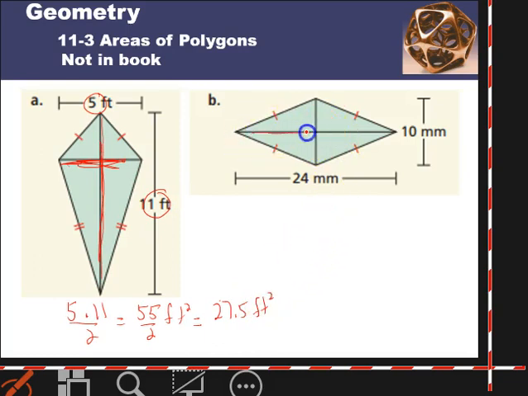Now for this one, this whole length is 24, and this whole length is 10. So I'm going to do 24 times 10 divided by 2, and that's 240 divided by 2, which is 120 millimeters squared.